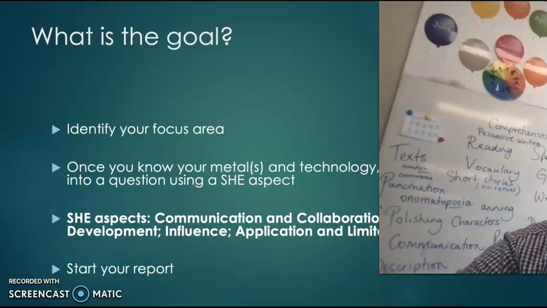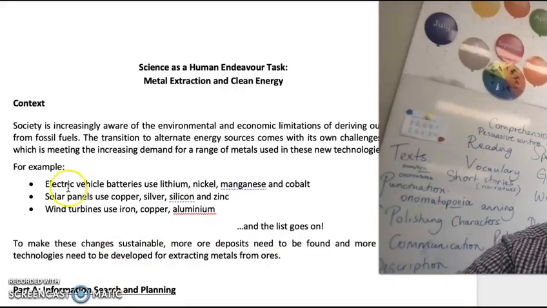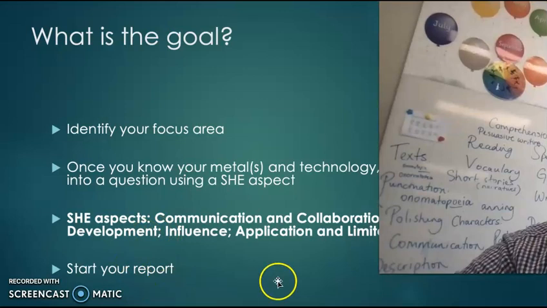So for instance, if you look back at a couple of the ones that we had before, let me just flick over, we've got things in here like cobalt. Well, is there an alternative to cobalt? Is there an alternative to lithium? Is there an alternative to silicon in solar panels? Those sorts of things. And then you tie it in with the SHE componentry to make a question.